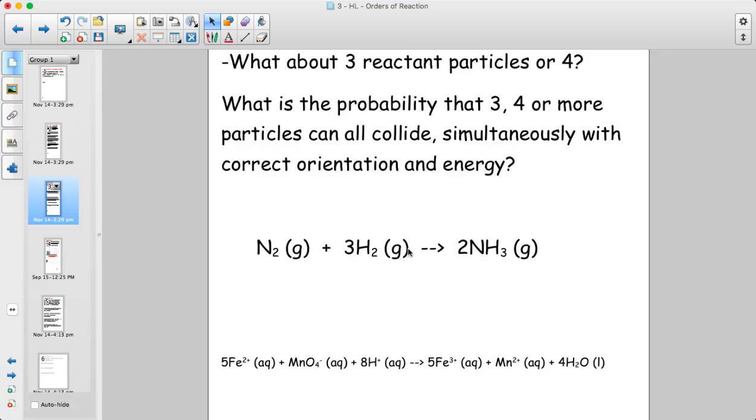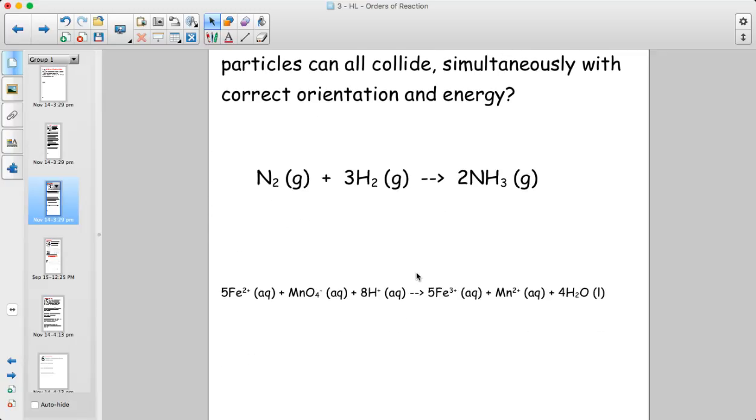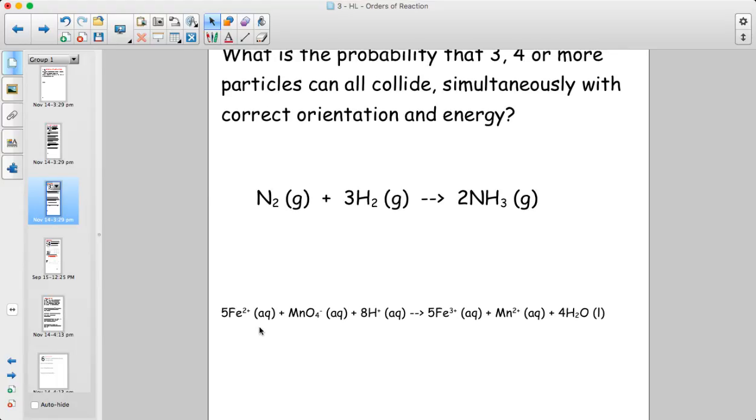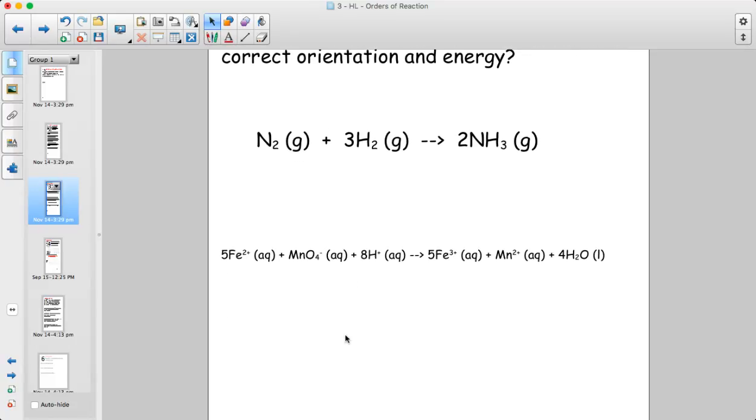But if you have reactions like this, the Haber process with 4 particles, or even this reaction between iron 2 ions and manganate ions, if you look at this, there's actually 14 reactant particles. The chances that 4 particles or 14 particles are going to all collide at the exact same instant with the exact right orientation and all of them have enough energy, that's pretty low probability. So the thinking is that as you get to more complex reactions that involve more particles, they're not all just colliding at once to bring about these reactions. They must be colliding in a series of little mini reactions in order to get from point A to point B.